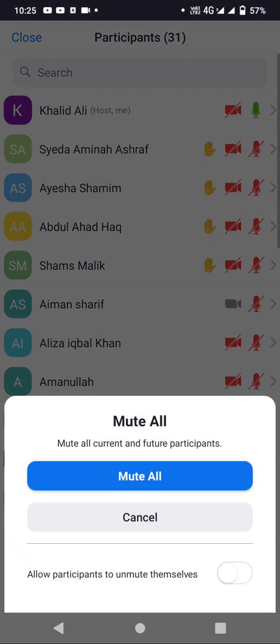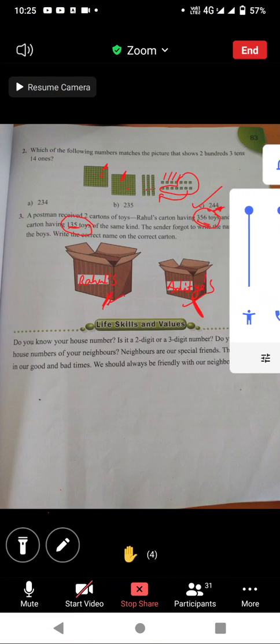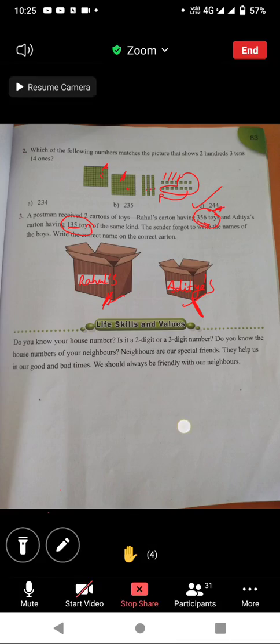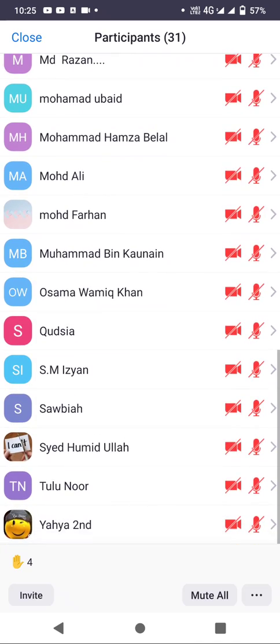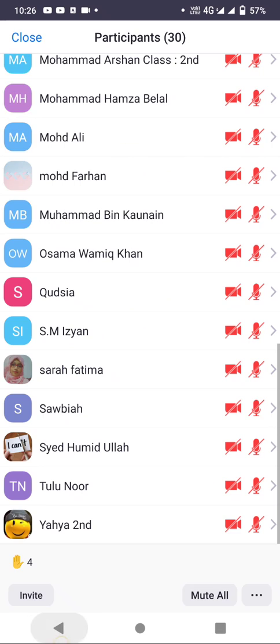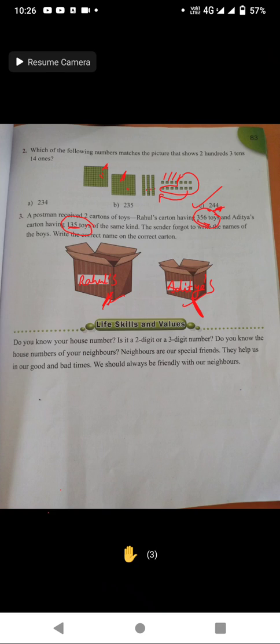Have you all understood it? Yes, sir. I have understood. Students, you can revise these questions also. What we have learned, you have to revise it at home.